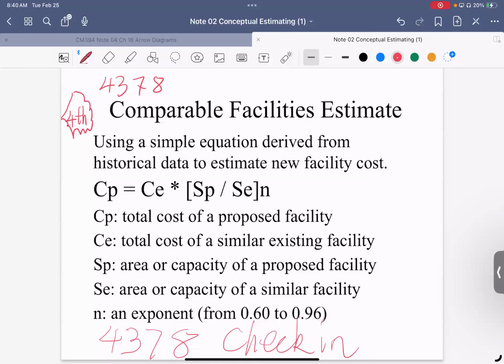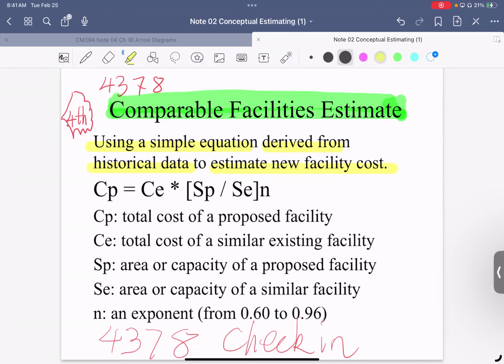This method we call comparable facility estimates. That means we have some previous information available, because we need to compare with it. The equation is quite simple, but we want to explain it one by one. We are using a simple equation derived from the history data to estimate the new facility cost.